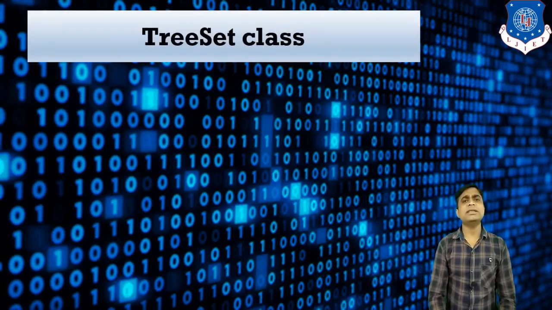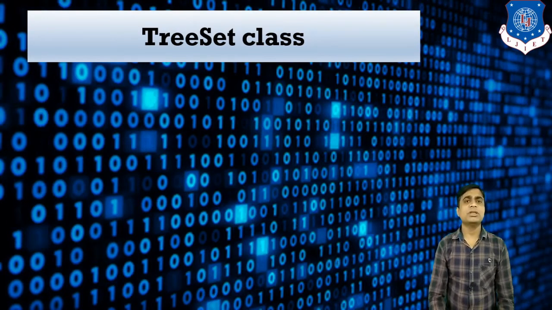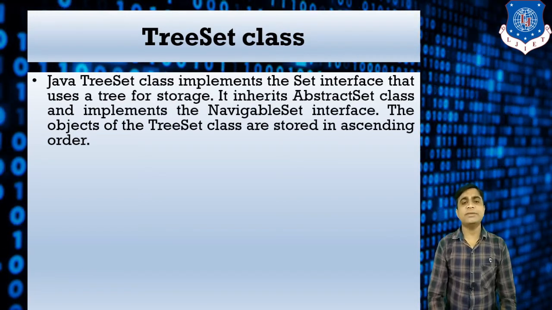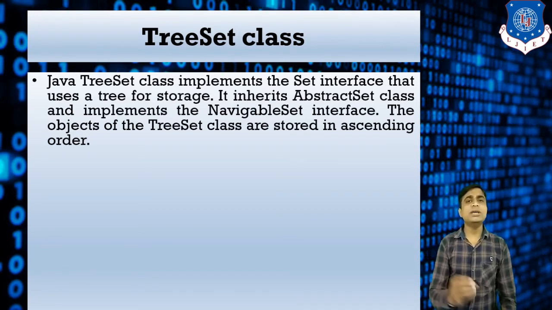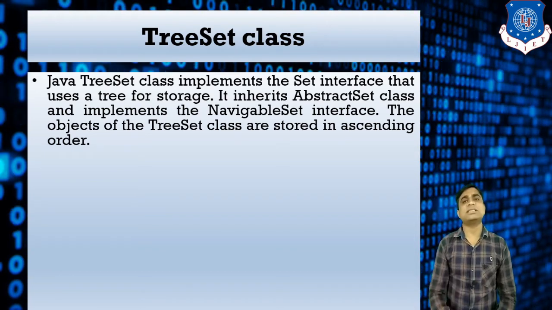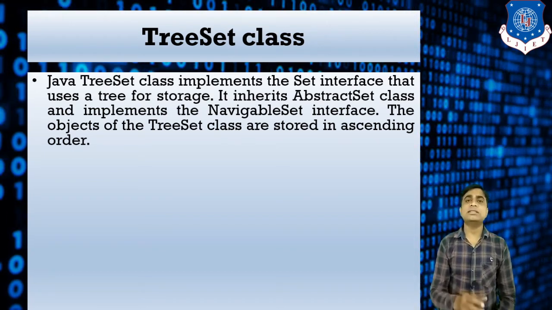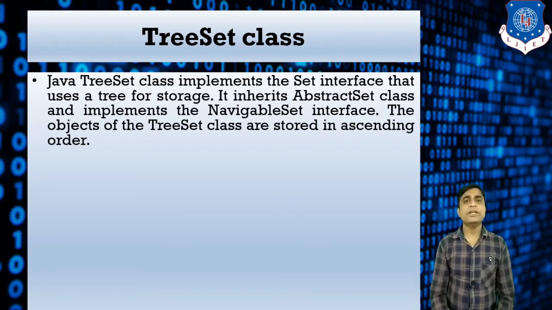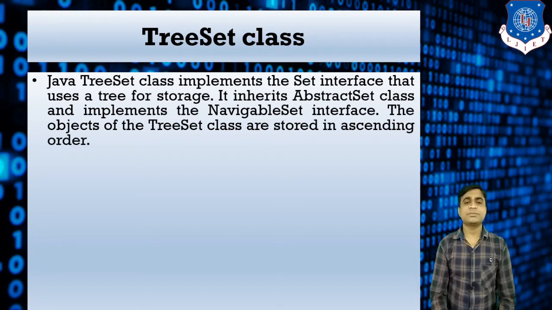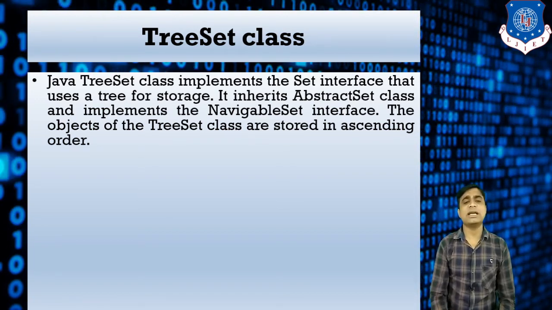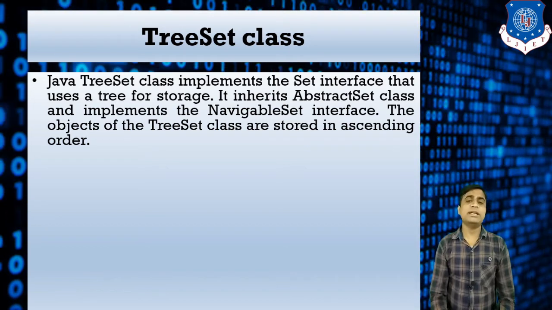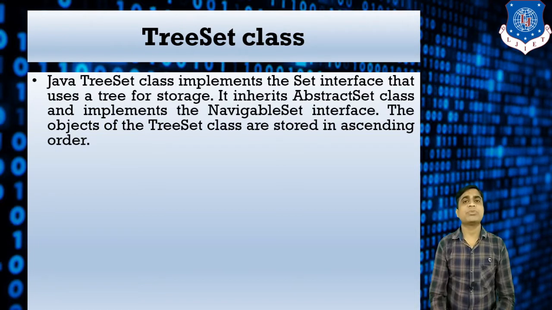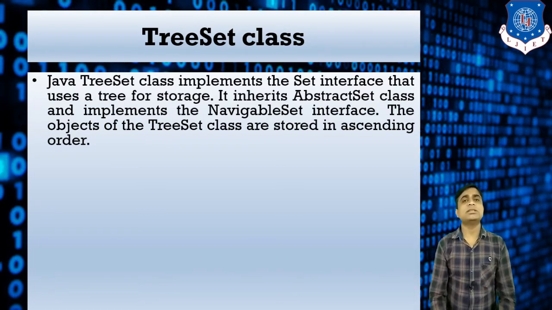The next one is the TreeSet class. Now the TreeSet class implements the Set interface and uses a tree for storage. So here we have three data structures: hashing in HashSet, the concept of a linked list in LinkedHashSet, and in TreeSet the concept of the tree data structure. It inherits the AbstractSet class and implements the NavigableSet interface, and the objects of the TreeSet class are stored in ascending order. So here also the order matters.